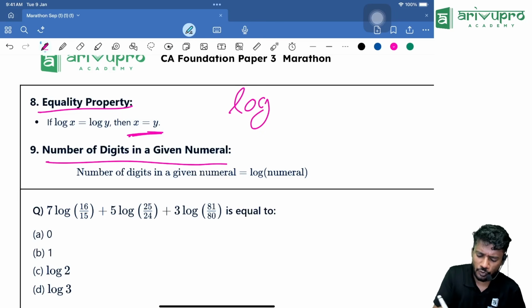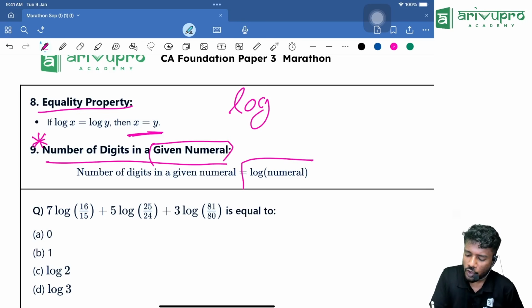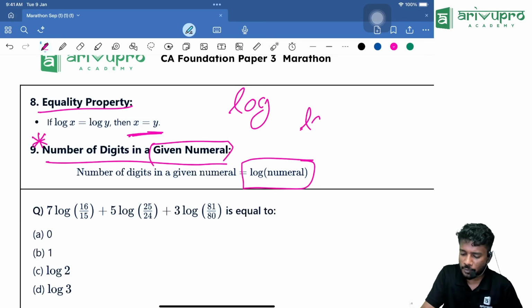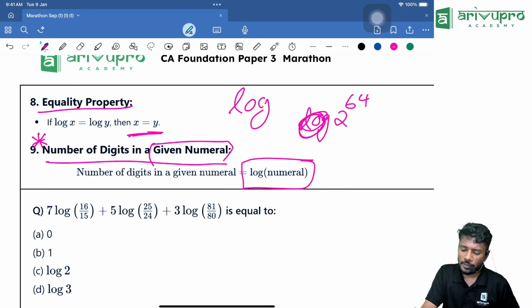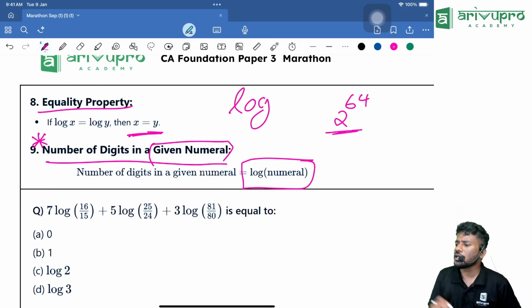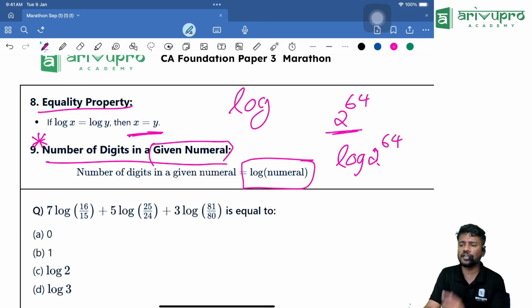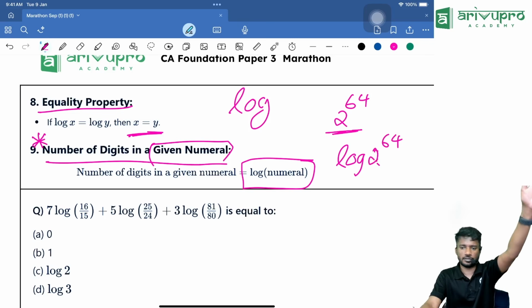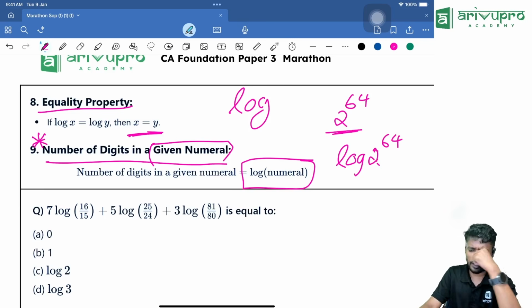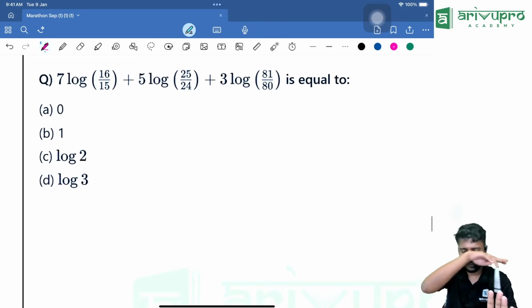Then a previous year question. Number of digits in a given numeral is nothing but log of the numeral. For example, log of 2 raised to 64. So they will be asking the number of digits in the numeral 2 raised to 64. What is the answer? Log of 2 raised to 64. The value of log 2 will be given in the question. You don't need to study the value of log 2 and all. They will give that in the question. Now solve this. Everyone start doing.